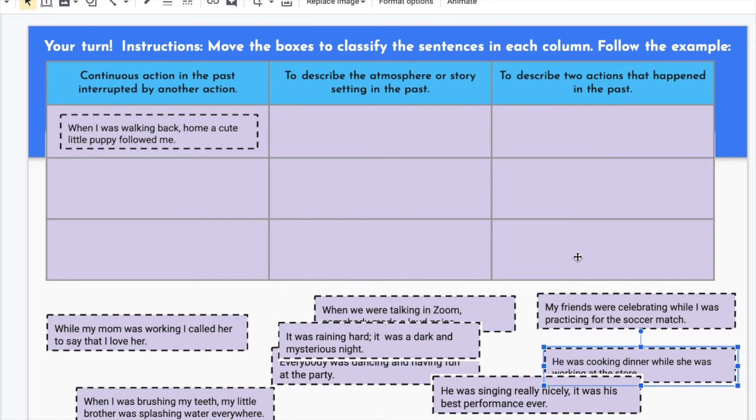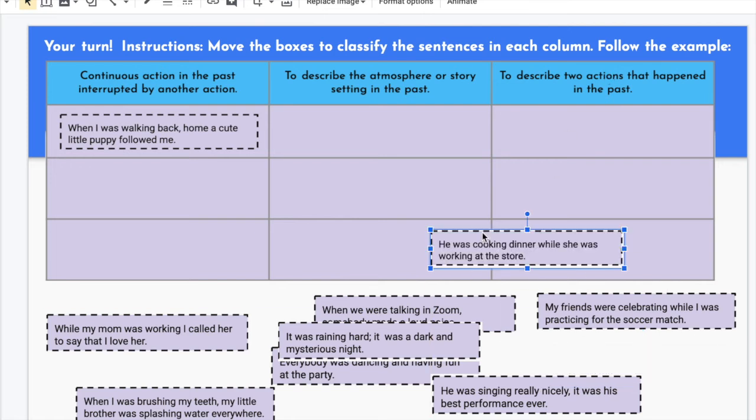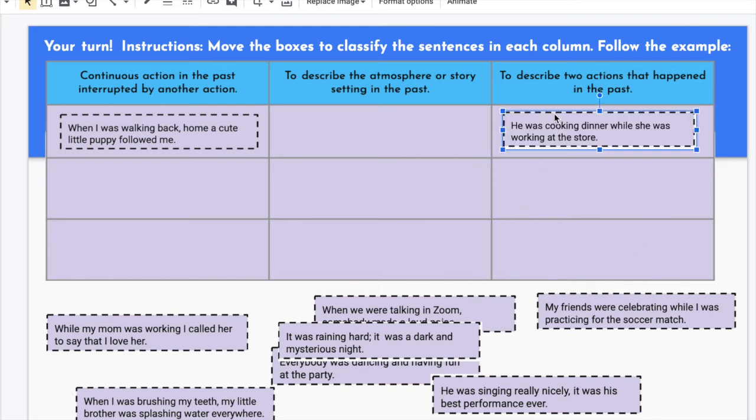All right? So let's start with this one. This sentence says, he was cooking dinner while she was working at the store. The correct location for this sentence would be here because we've got two continuous actions in past. He was cooking dinner. She was working at the store. That happens simultaneously. How do I know that? With the word while, that means at the same time.